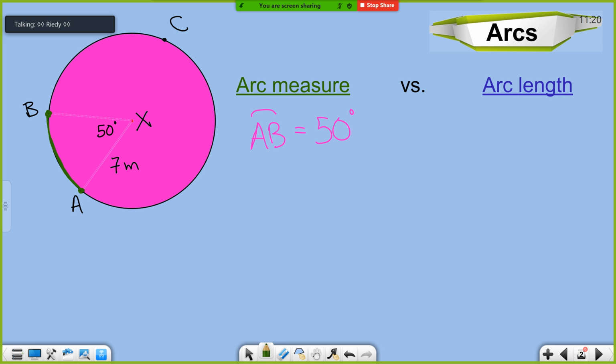This will be fun. How would I find the length of that green arc, knowing that its arc measure is 50 degrees? And I don't necessarily care about the answer now, I just want to know the method. What method would you use to find the length of that arc? Any suggestions? Minor. Yes? Keep going. But how would you, yeah, it is a minor arc, but how would you find its length?